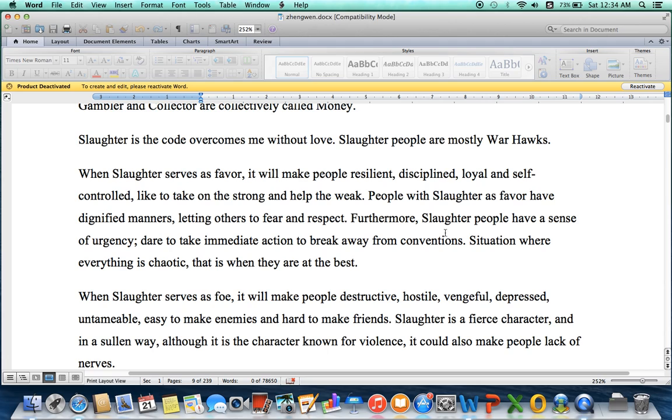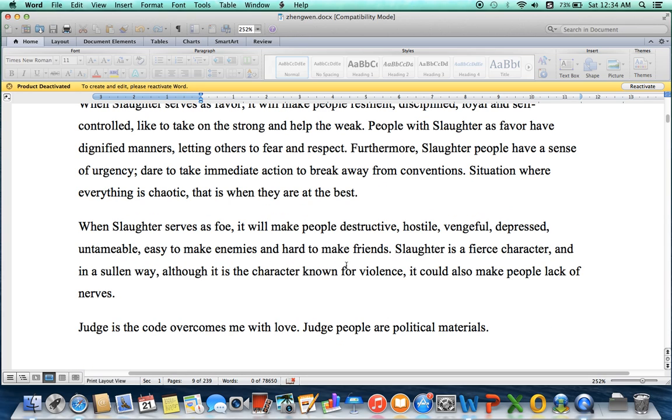Moreover, slaughter people have a sense of urgency, and take action immediately. They dare to take immediate action to break away from conventions. And when everything is chaotic, that is when they are at their best. And when slaughter serves as foe, it will make people destructive, hostile, vengeful, depressed, and untameable, easy to make enemies and hard to make friends. In one word to describe it is bad.